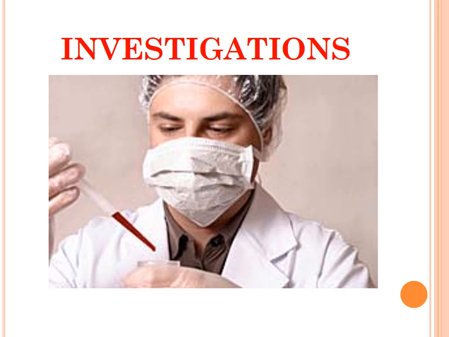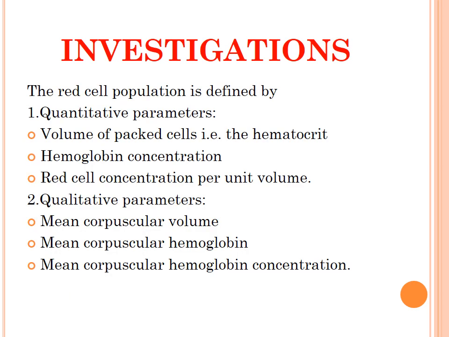Now friends, let us see what are the investigations that are done to diagnose. There are two parameters, one is quantitative, another is qualitative. In quantitative we see volume of packed cells, that is hematocrit, which I will explain in the next slide. Another is hemoglobin concentration, and third is red cell concentration per unit volume. In qualitative parameters there is mean corpuscular volume, mean corpuscular hemoglobin, and mean corpuscular hemoglobin concentration.